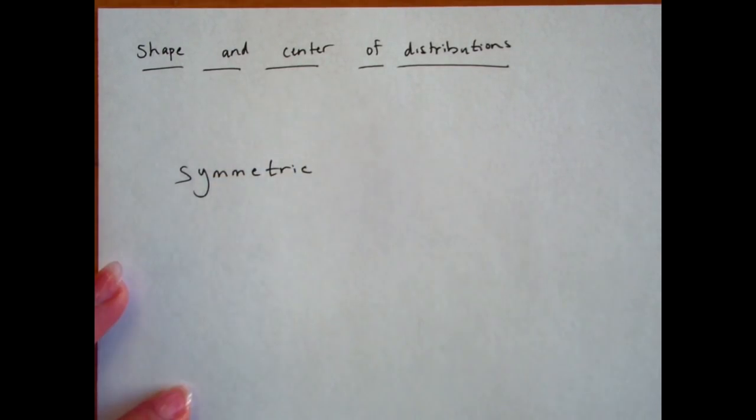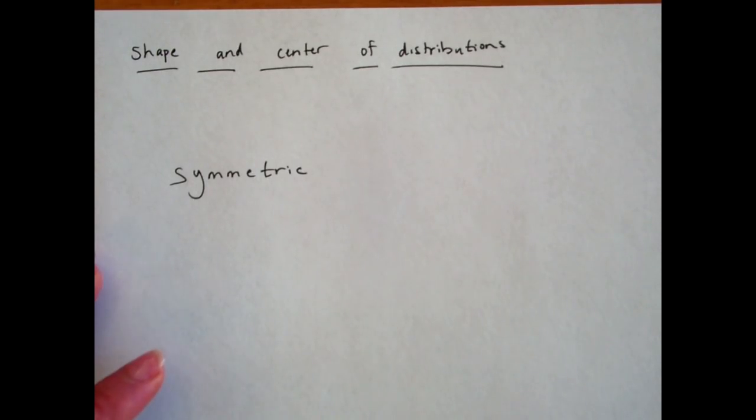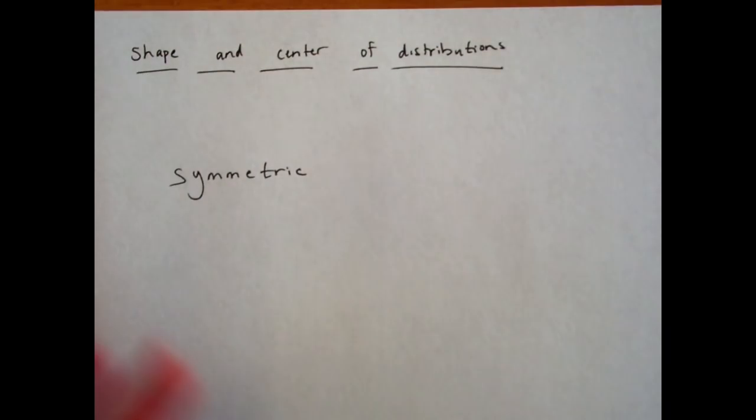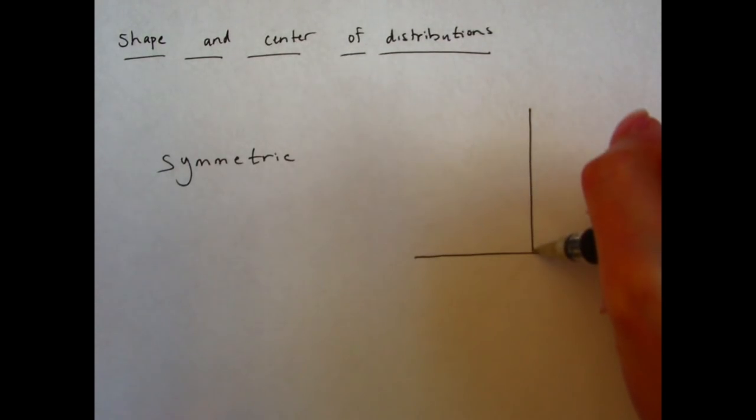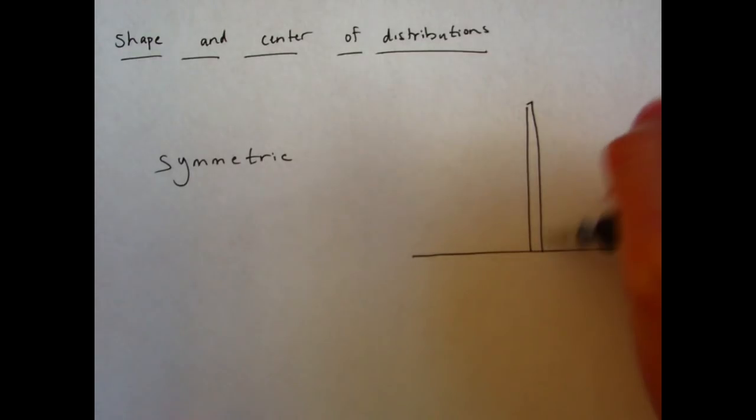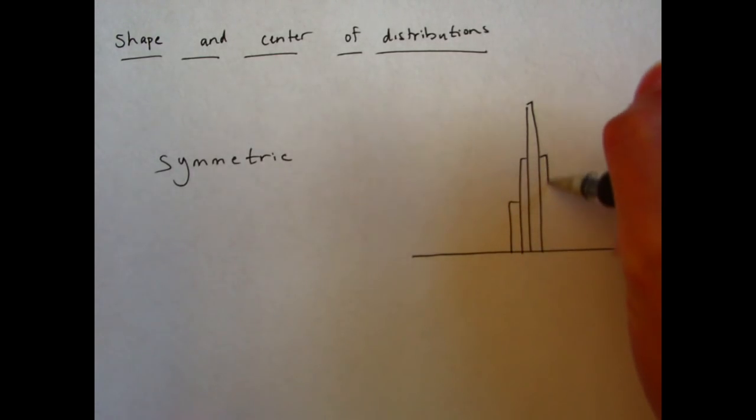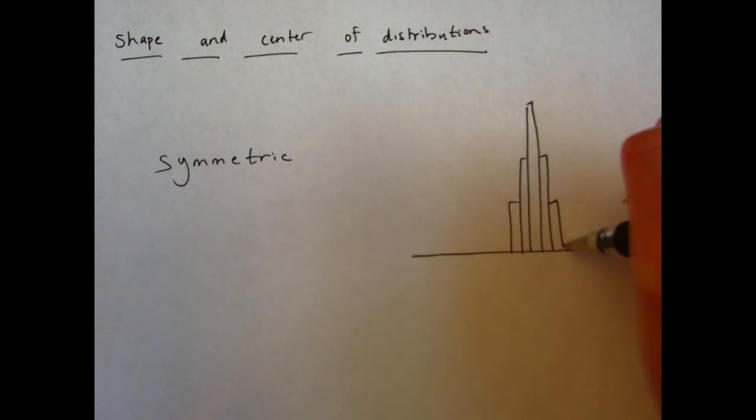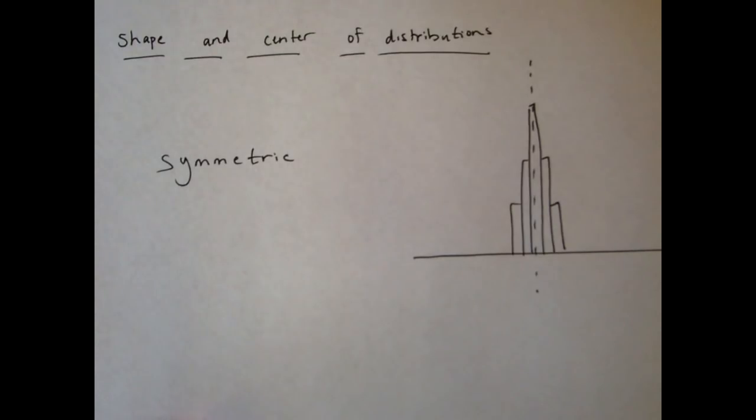And a symmetric distribution, I'm going to be using histograms to illustrate this, would look like the left side and the right side are mirror images of one another. So the histogram would look something like this, where the left side and the right side are mirror images, if you were to draw a line of reflection down the center. So it does not always have to be perfect.